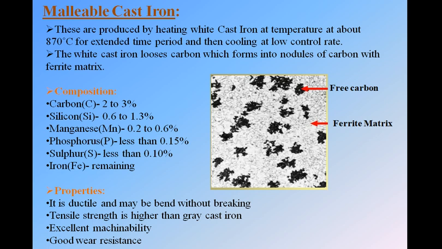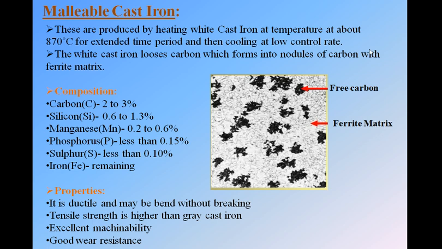with a slow cooling rate, or we can cool it in air or in a furnace, because as we know, as the cooling rate is low, we can get a softer material, so we can cool the white cast iron in the furnace or in steady air. Okay, next, the white cast iron loses carbon which forms into nodules of carbon with a ferrite matrix.